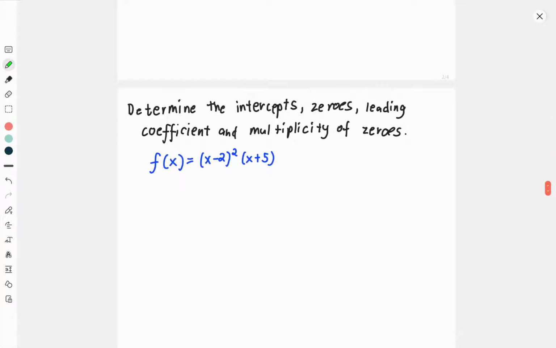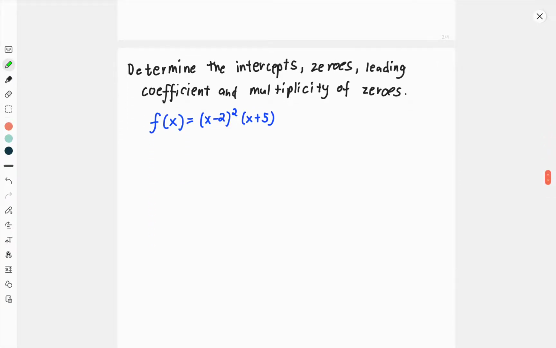Okay, let's go on to the last problem of this one. So determine the intercepts, zeros, leading coefficient, and multiplicity. Okay. Now, the intercepts are much easier for us. So we have now given this function. So x minus 2 will lead us to the intercept 2, 0. This would be an x-intercept. And then x plus 5 would lead us to negative 5, 0.